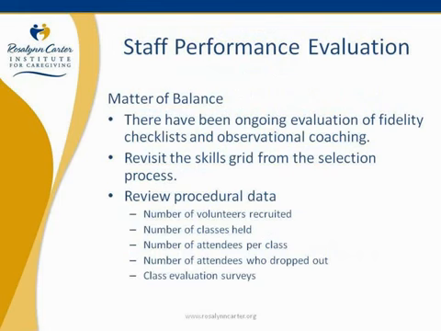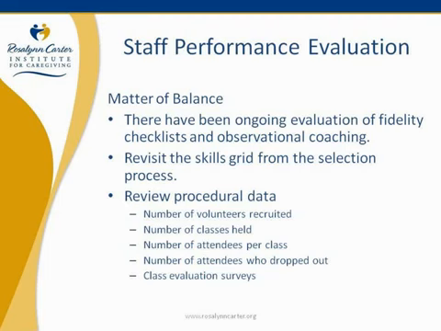When we go back to our example of Matter of Balance, we know that for the staff performance evaluation, drop down to the review procedural data. For any intervention that you're implementing, you really need to be figuring out what are my process indicators that are going to tell me whether or not we are getting to where we need to get if this person is doing what they need to do. And in my opinion, some of those indicators for Matter of Balance would be the number of volunteers recruited, the number of classes held, the number of attendees per class, how many people are showing up, how many people are dropping out, and then of course you'll have your class evaluation surveys.